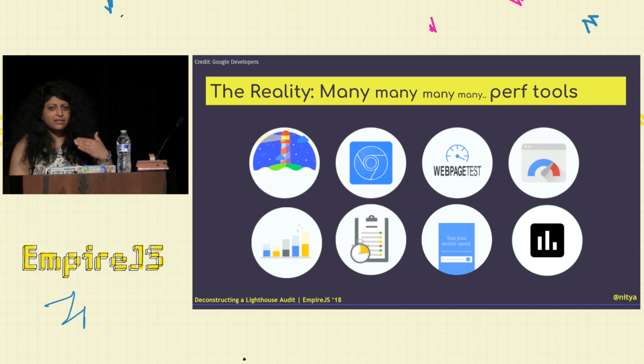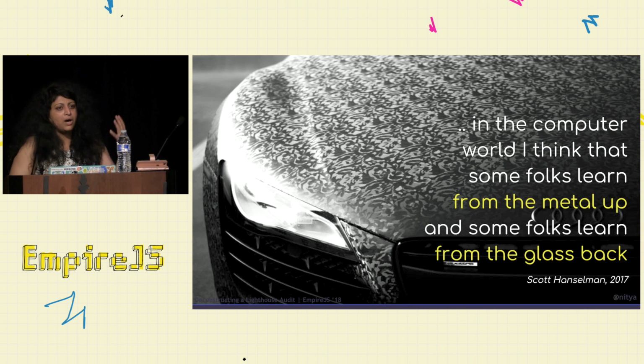And because of that, one segue I want to briefly make is, it's not just important that we have tools and guidance, but we actually need to know how to learn. And I really like this one quote from a blog that Scott Hanselman wrote last year, but it surfaced in my mind very recently, which is, when you think about how people learn stuff in the computer science space, there are 2 ways. There are people who learn from the metal up, and then there are people who learn from the glass back. And what does that mean?